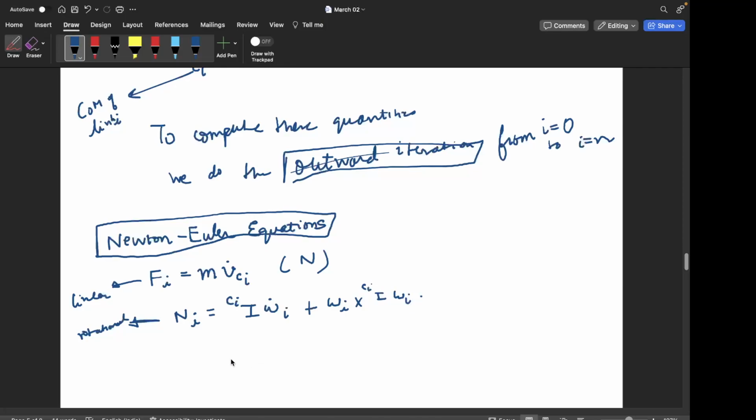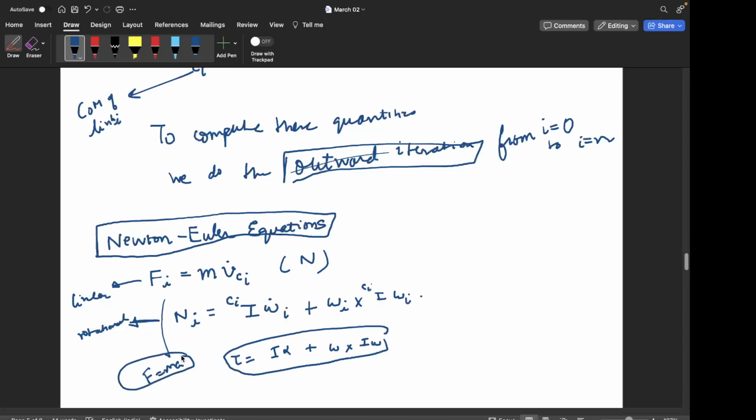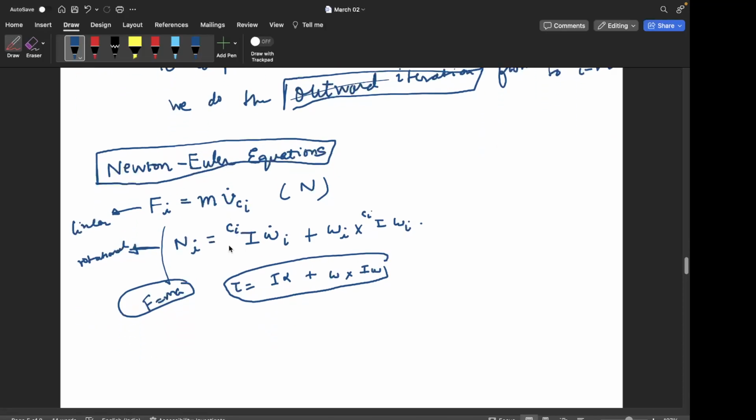So, in very general terms, this is tau is equal to I alpha, which you have studied, and there is an additional term, omega cross I omega. And the first one is F is equal to ma. So just to write them in the more familiar form, the notation sometimes might also confuse. Any confusions regarding Newton-Euler equations?